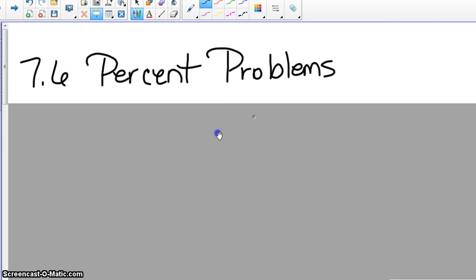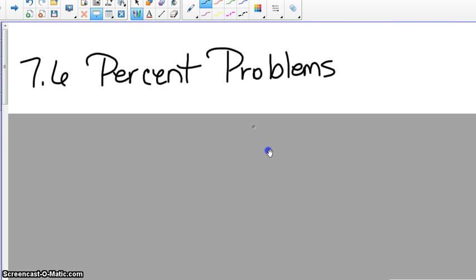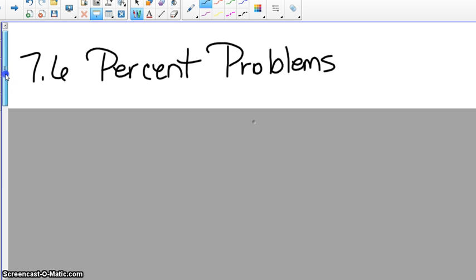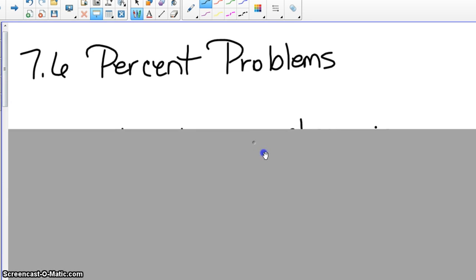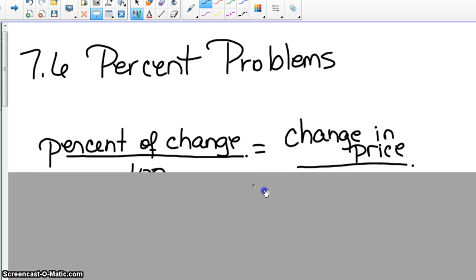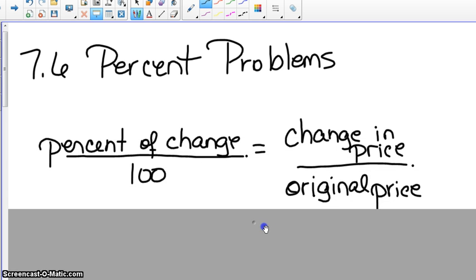Alright, this is lesson 7.6, percent problems. I'm not going to do a lot of writing, but you will. So, percent problems, and here's the format for how to do one. When you need to, pause it so you can write it down.